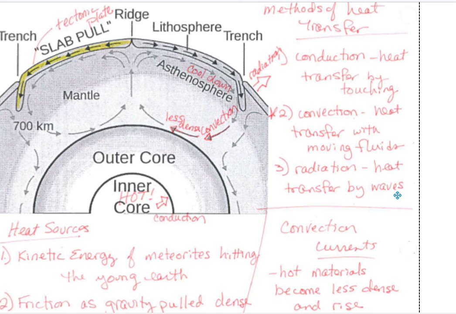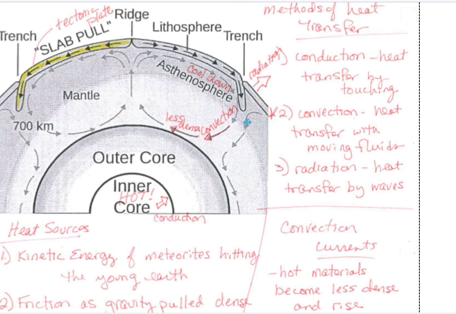Radiation then is heat transfer by waves, so we're microwaving it. Radiation is how we're losing the heat energy from the Earth. We are cooling down very slowly. The radioactivity can't keep up with radiation loss, but it's very, very slow.